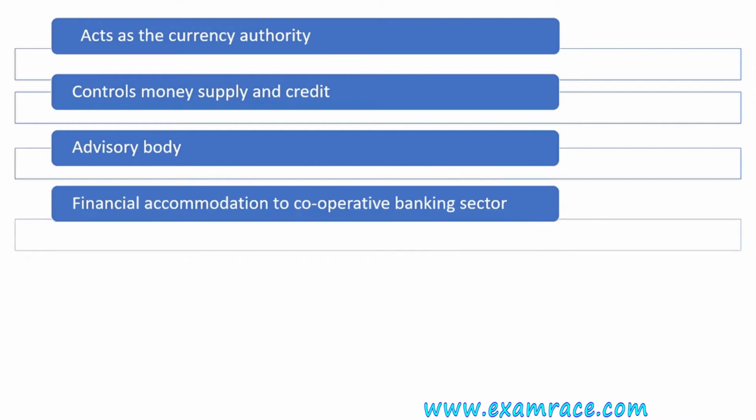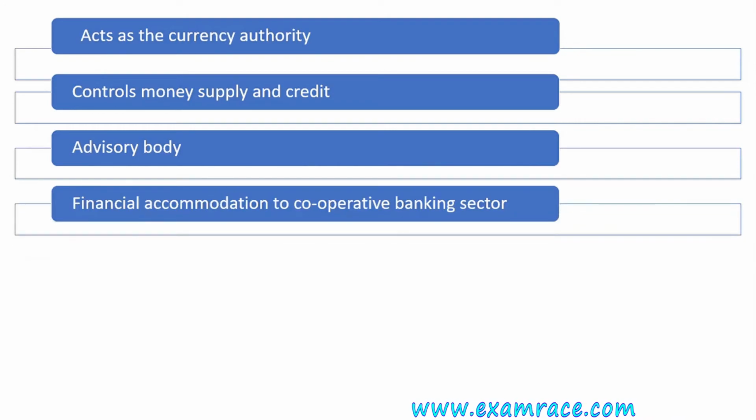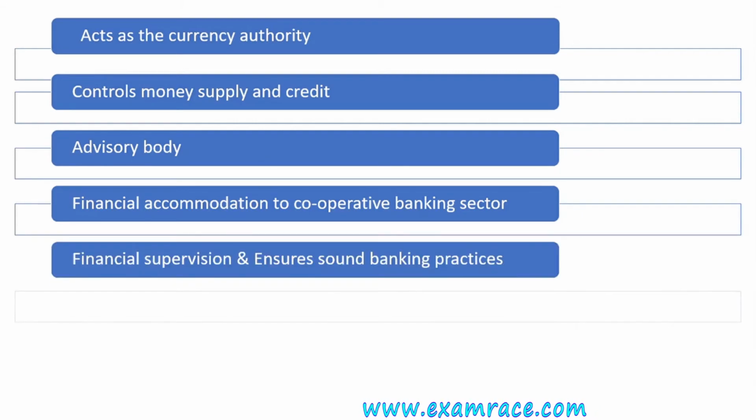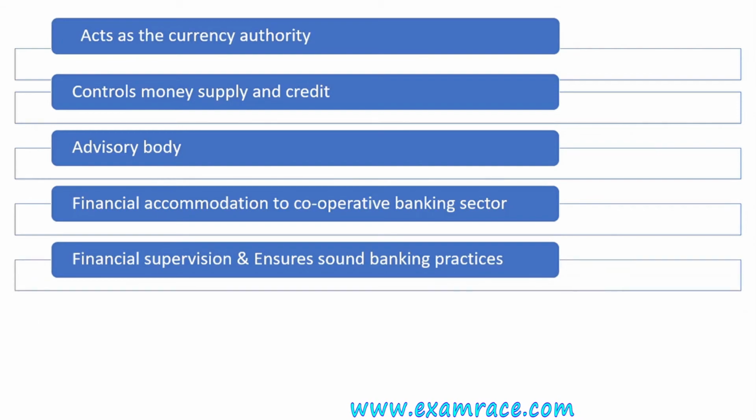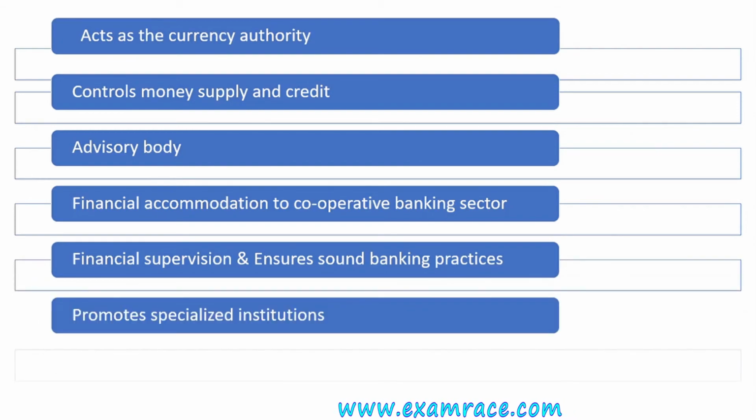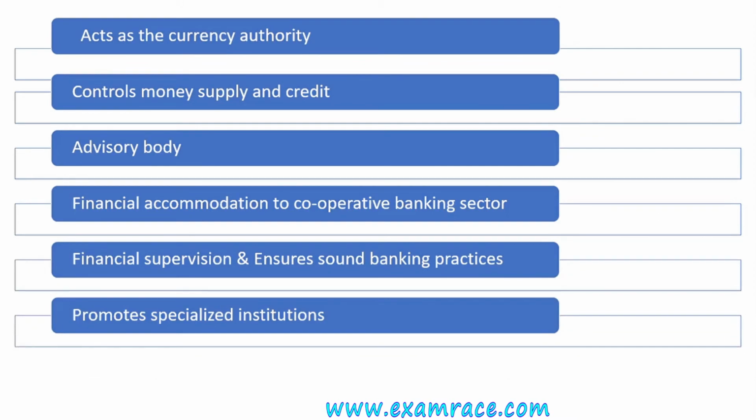Financial accommodation to cooperative banking sector. It provides financial accommodation to the cooperative banking sector for financing special sectors of the economy like agriculture, MSMEs, etc. Financial supervision and ensures sound banking practices. Next, it promotes specialized institutions. As a developmental function, RBI promotes various specialized institutions, like NABARD, SIDBI, and ECGC, Export Credit Guarantee Corporation of India.